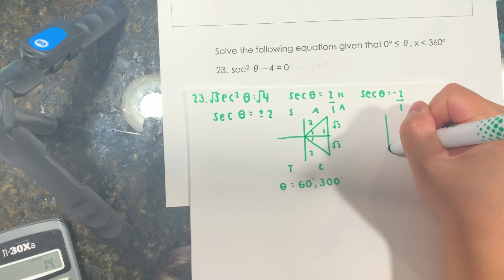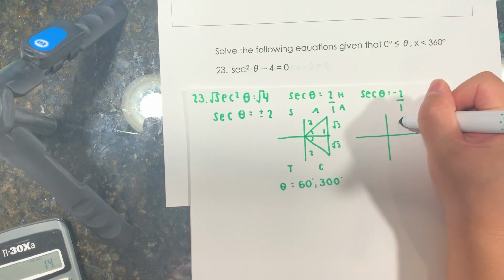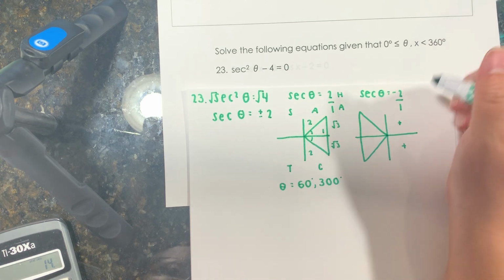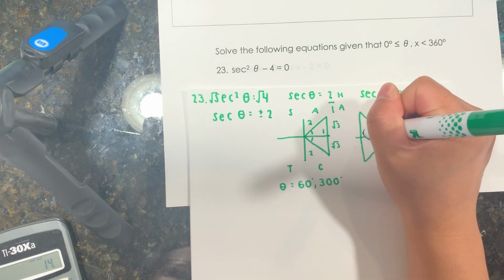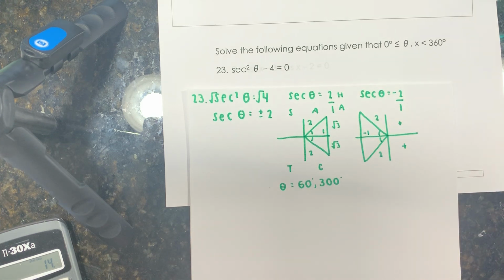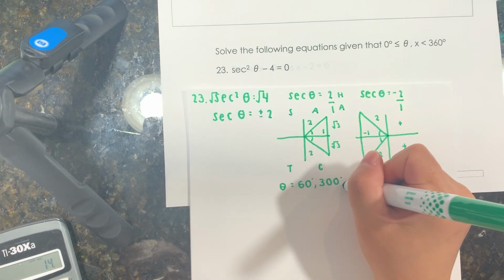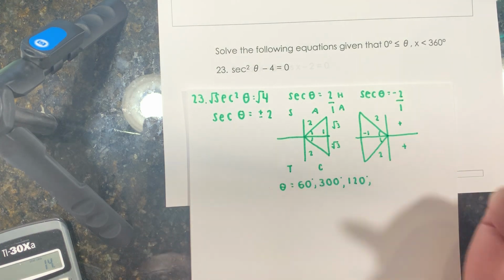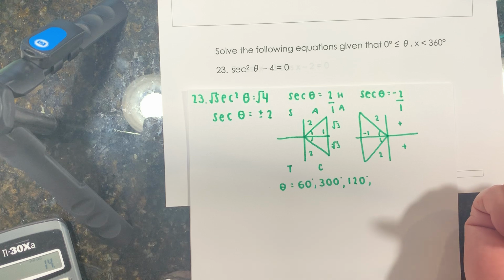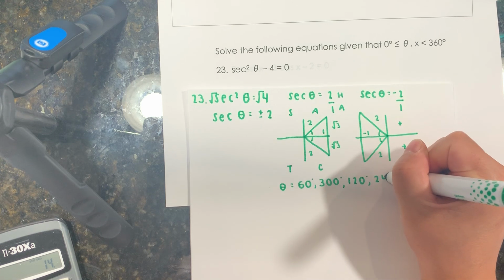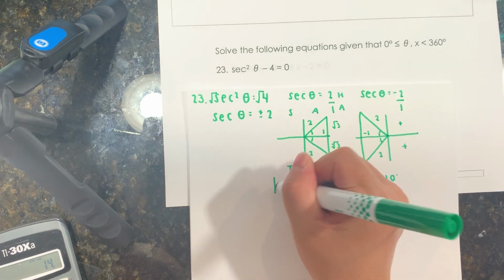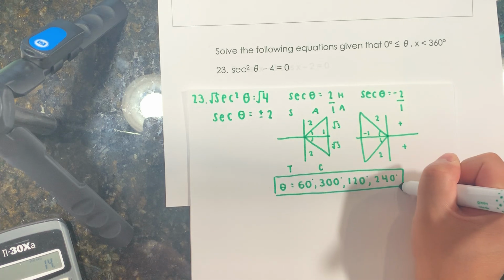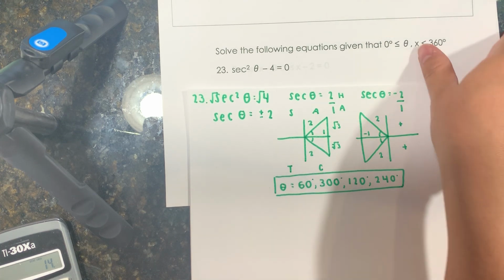For my second one, I already know where cosine is positive in 1 and 4, which means it's going to be negative in 2 and 3. So hypotenuse is still 2, adjacent is negative 1. It's going to be the same angle, a 60-degree angle. Because it's in quadrant 2, I need to subtract 60 from 180, which would give me 120. And then in quadrant 3, I'm going to add 60 to 180, which would give me 240. And that would conclude number 23.